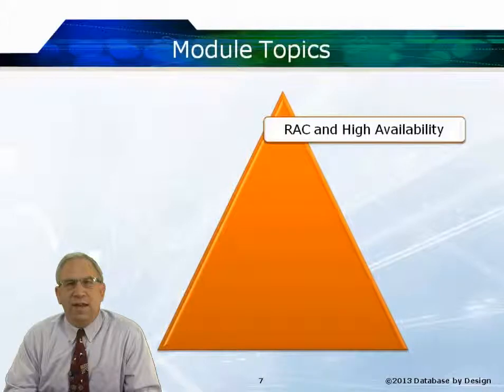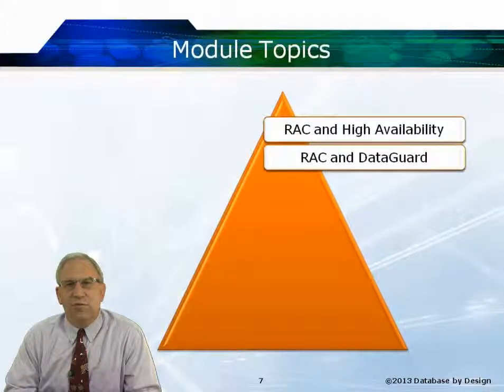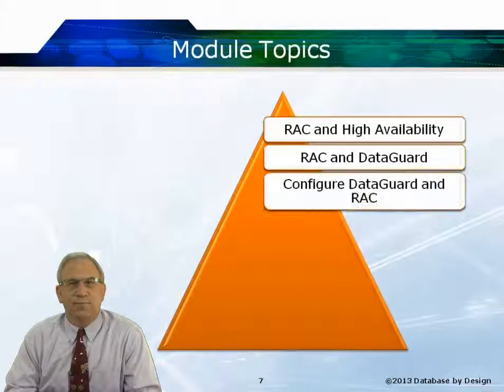We look at RAC and high availability. This is part of Oracle's HAA, which is High Availability Architecture. So in a RAC environment, we have duplication of instances, but we also take a look at duplication of databases, which would talk about RAC and DataGuard. RAC in and of itself will protect in the event of an instance failure, but DataGuard is going to protect in the event of a database failure.